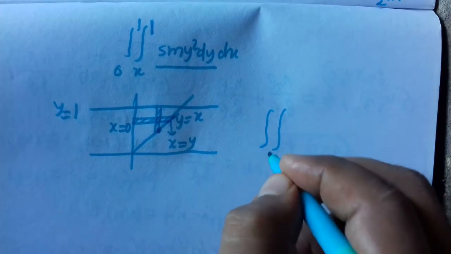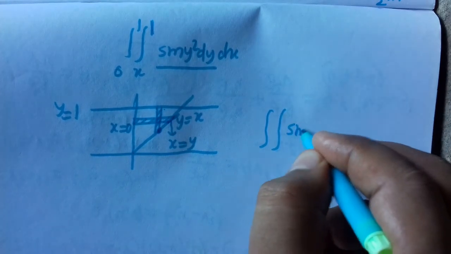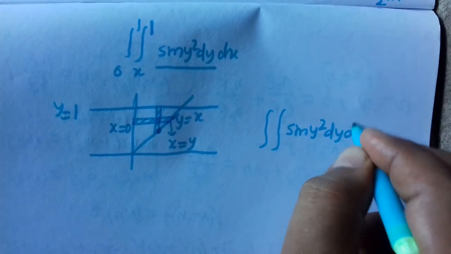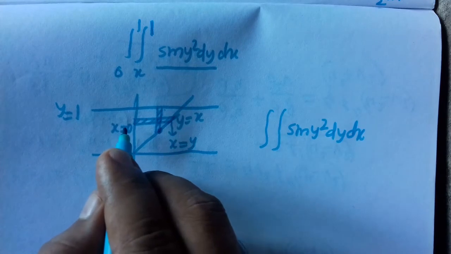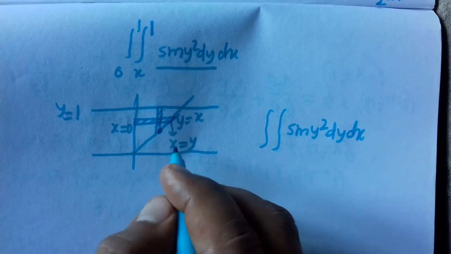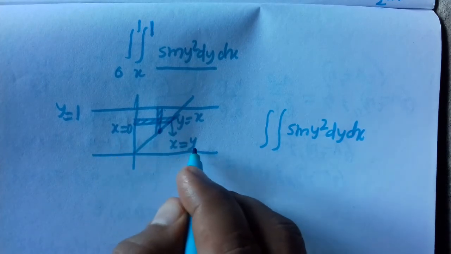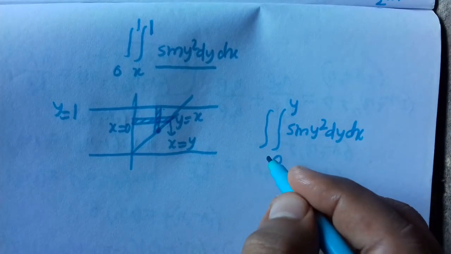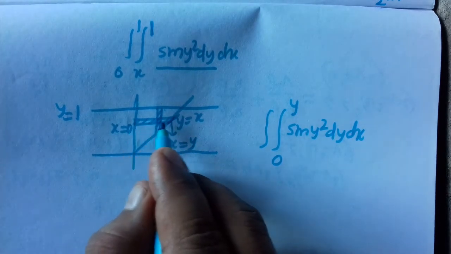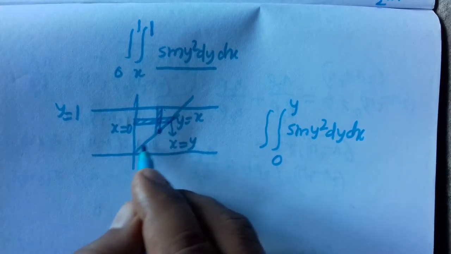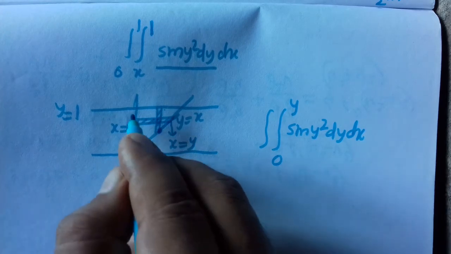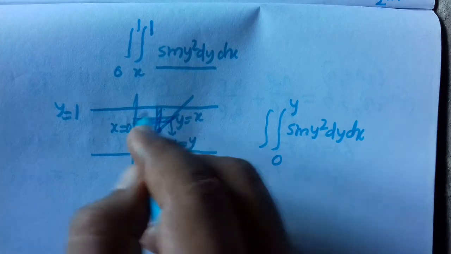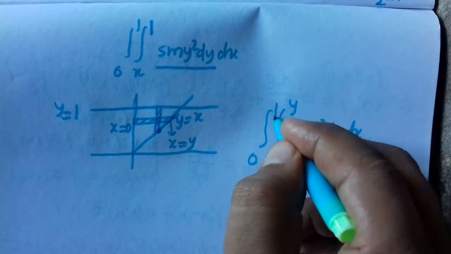So the same double integration now becomes sin y square dy dx, and this time x is from 0 to y. Now for y, such strips go from 0, this point, to this line y equals 1. So y is from 0 to 1.